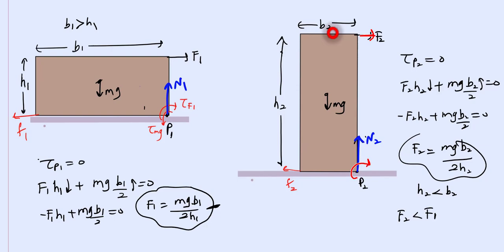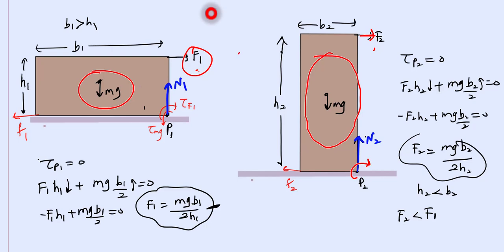So in which case will the block topple easily? This one. In this case, the block will topple very easily compared to this one. So here we have to apply the larger force. You can see B1. Here in this case, you have to apply the smaller force. So this will easily topple compared to the other.